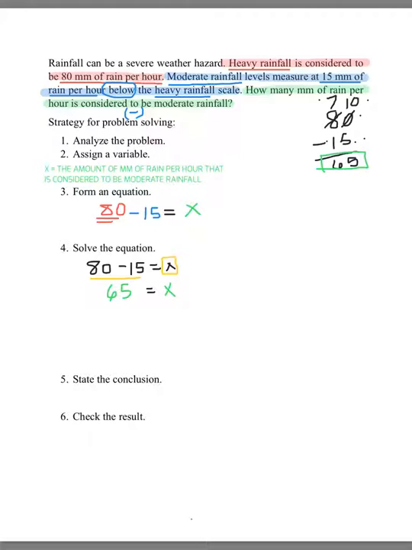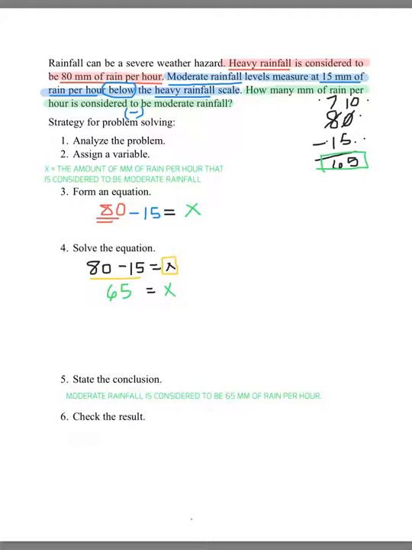So now let us go ahead and state our conclusion. Since the question asked how many millimeters of rain per hour is considered to be moderate rainfall, we're going to state our conclusion as: moderate rainfall is considered to be 65 millimeters of rain per hour.